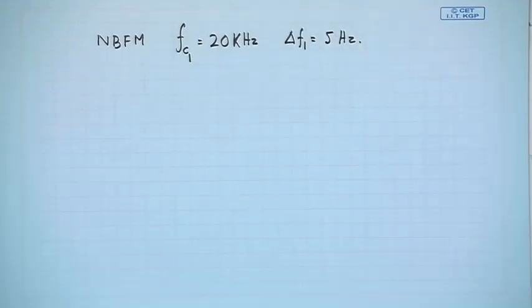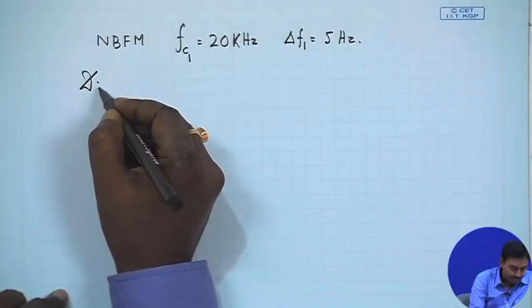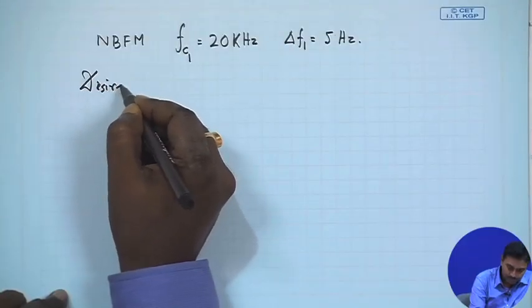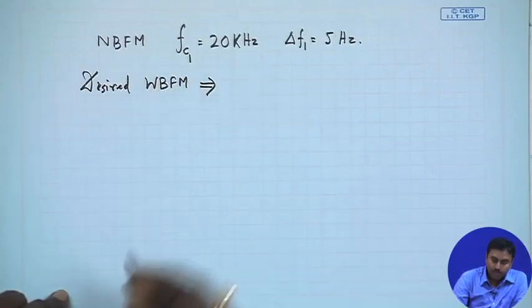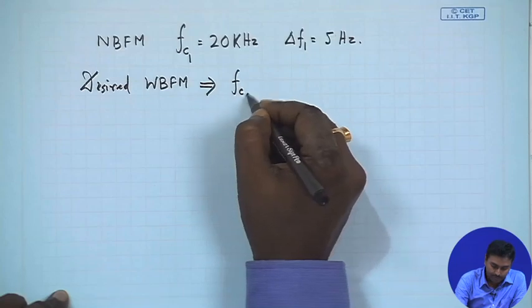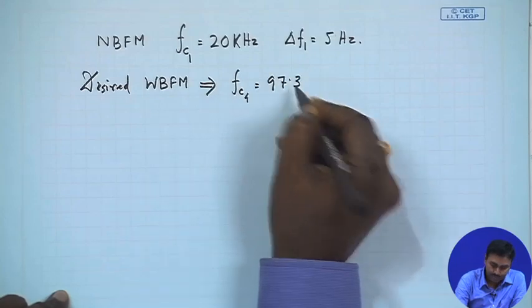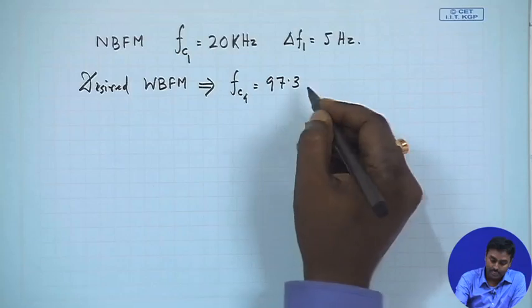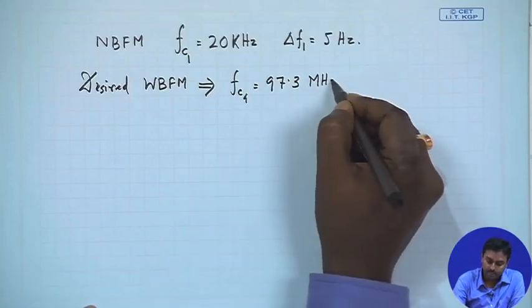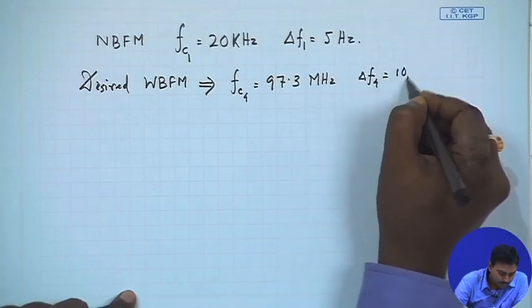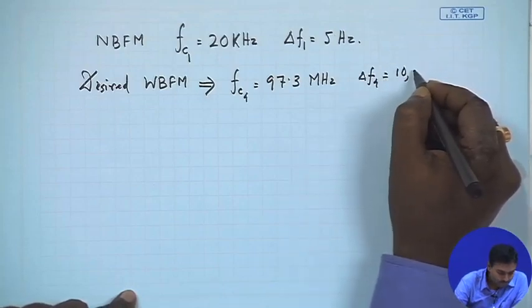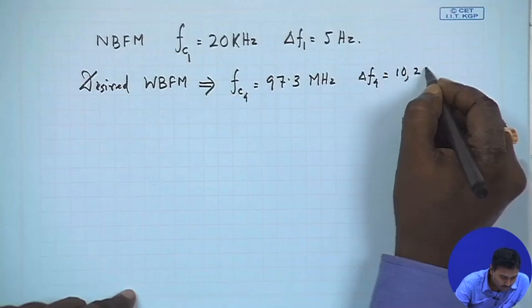Okay, so that is very small, so it should be classified as narrow band FM. What I want is a desired wideband FM where the specifications are Fc4, that is 97.3 into 10 to the power 6, or I should say 97.3 megahertz FM, and del F4 is 240 probably, yes.